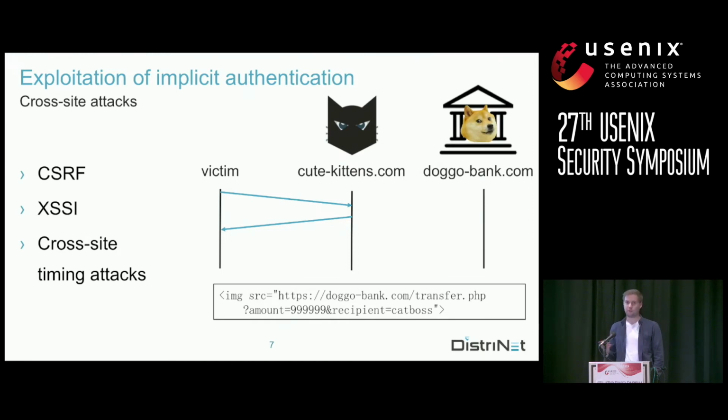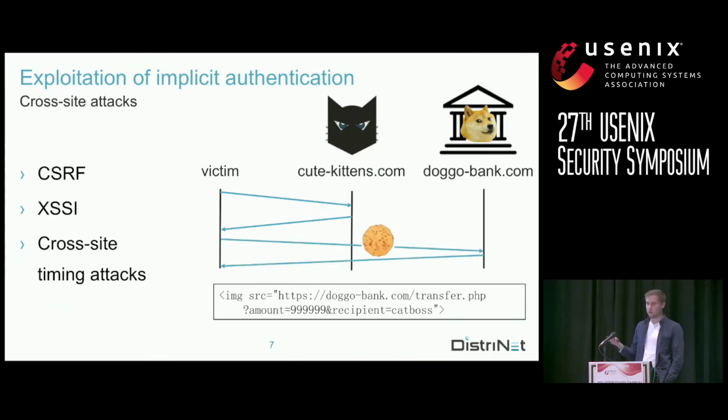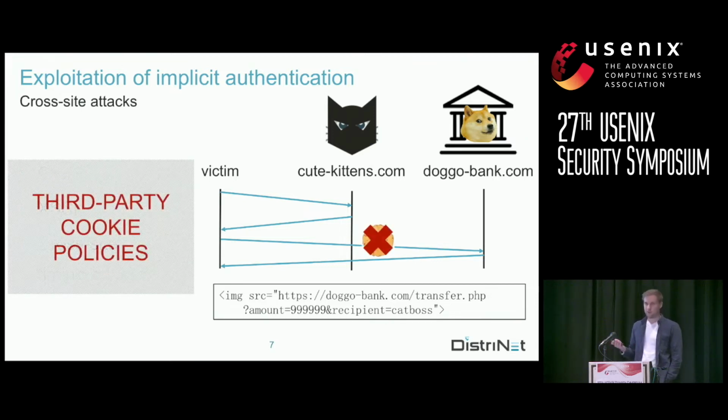He tricks the browser into sending a request to transfer funds to a person called CatBoss. Because the browser thinks it's fetching an image, it will gladly send a request, including authenticating cookies we might have of doggerbank.com. Now, luckily, we have access to third-party cookie policies, which will protect us against these exploits.